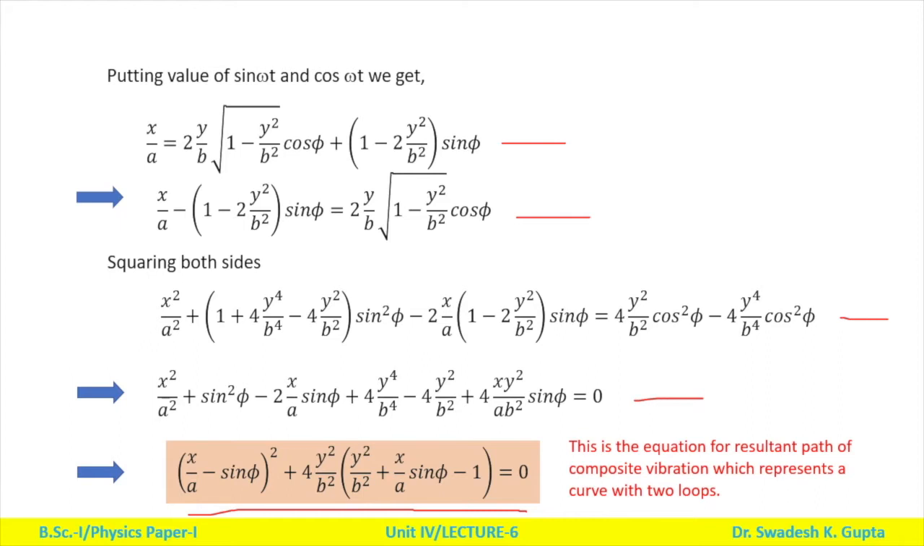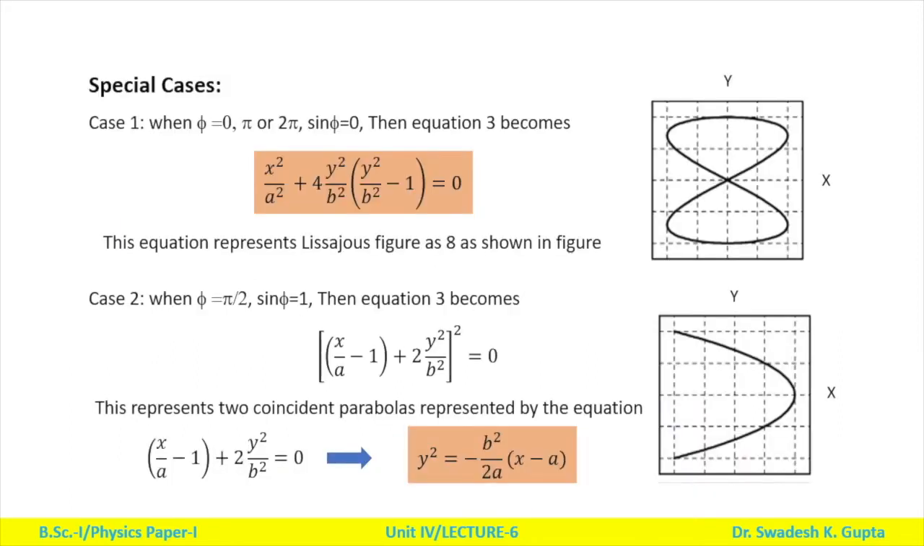Why are there two loops? Because the frequency of one SHM is double of the other frequency. It means in the same time when one SHM is completing one vibration, the other SHM will be completing two vibrations. So there will be two loops in the resultant path. So let's study some cases.